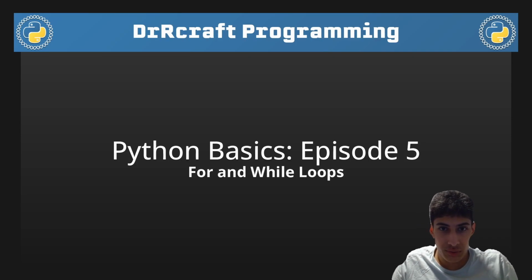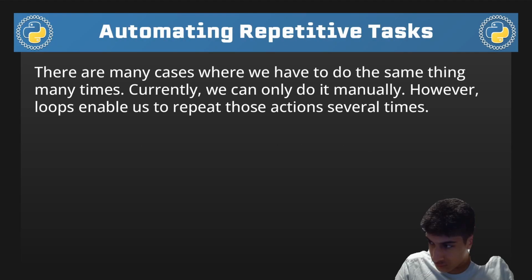In this video, we're going to go over how to perform repetitive tasks repeatedly by making use of loops. So the reason why we need loops is so that we can automate repetitive tasks. There are many cases where we have to do the same action several different times. However, currently, with our knowledge right now, we have to do it a certain number of times by just copy and pasting the code, which really isn't too convenient.